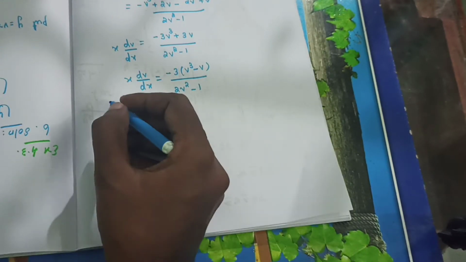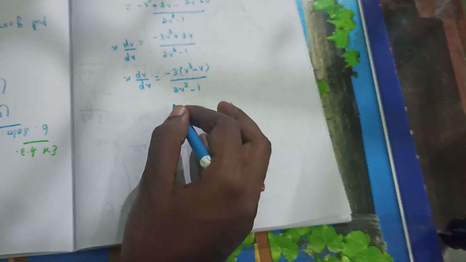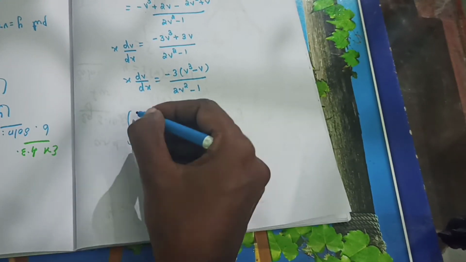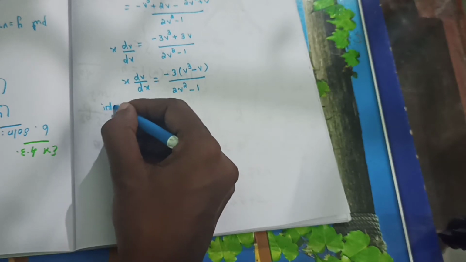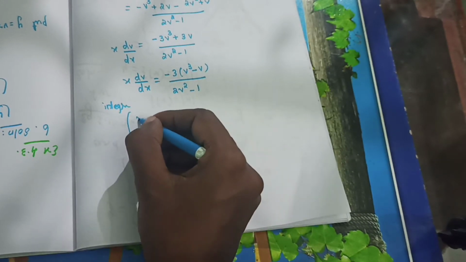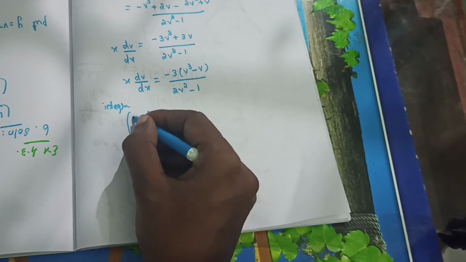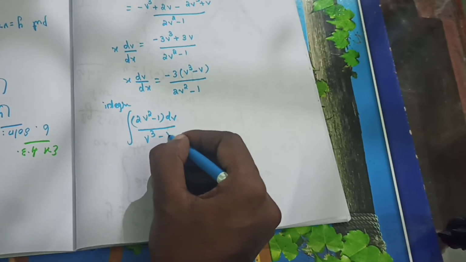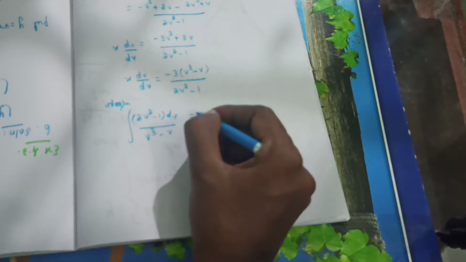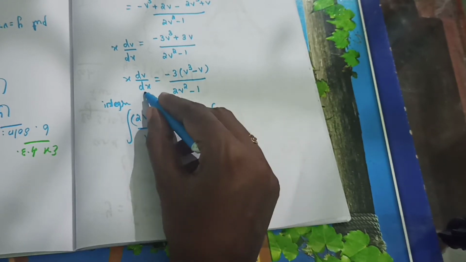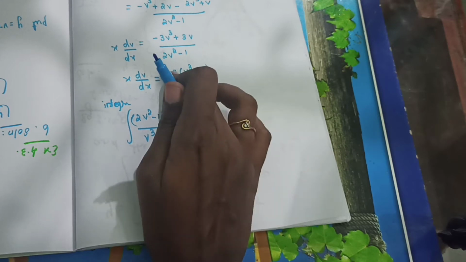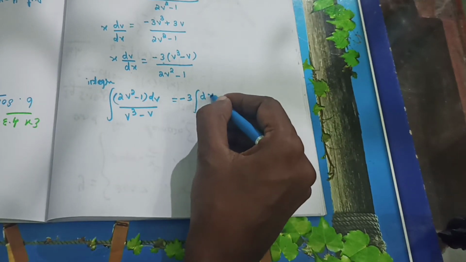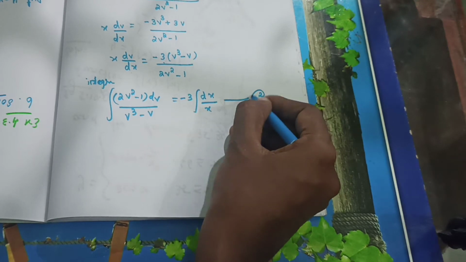Next we are going to separate the variables, that is variable separable. So v on one side: integral of (2v square minus 1) dv divided by (v cube minus v) is equal to minus 3 times dx by x. Here the minus symbol is there, so we are not bringing this minus term to this side; minus will be there. Keep it as equation number 2.